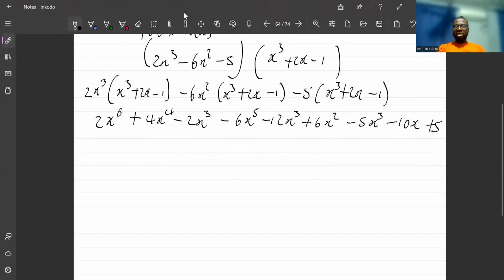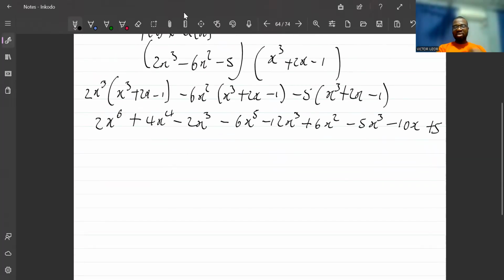Then you collect like terms. What do I mean by collect like terms? You align them according to their power. The highest power there is raised to the power 6. So you start with 2x raised to the power 6. The second one is raised to the power 5, which is negative 6x raised to the power 5. Any other raised to the power 5? No.